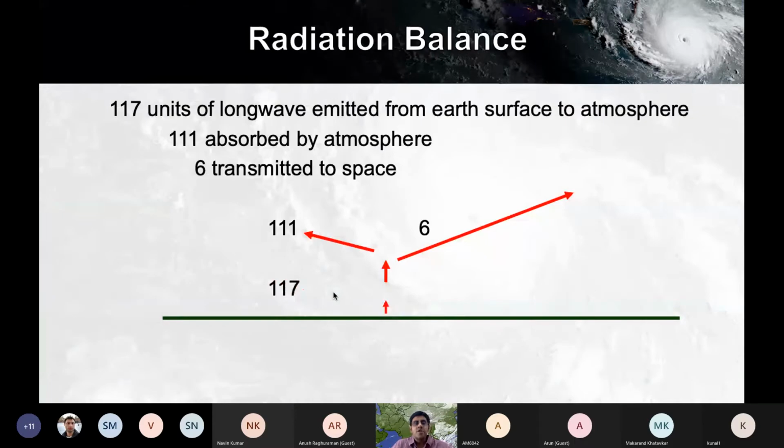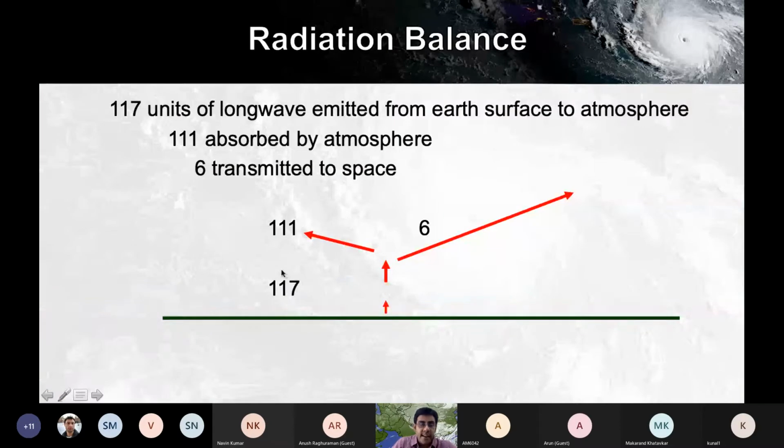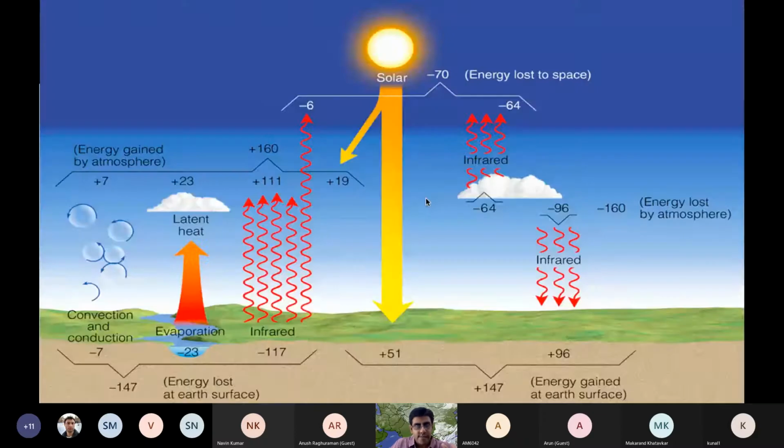So what is that thing that is being sent out to the atmosphere? 51 short wave is received by the ground, 19 short wave is received by the atmosphere. Now this 117 is the long wave radiation that is being lost by the surface. So this 117 is the long wave radiation that is emitted from the surface to the atmosphere. Out of this 117, 111 is taken up by the atmosphere, and 6 units is directly sent to space. So let us not worry about that 6. We will only worry about the 111.